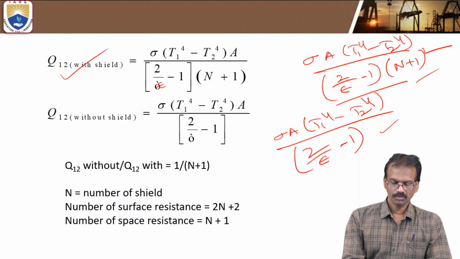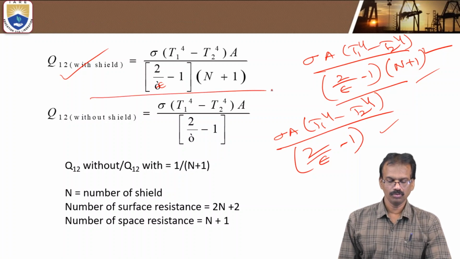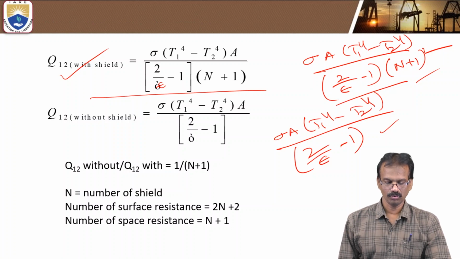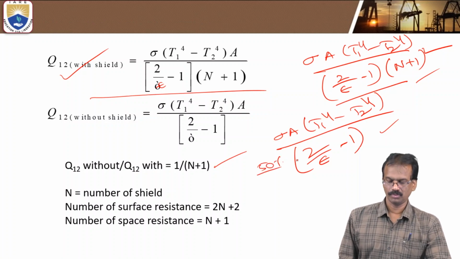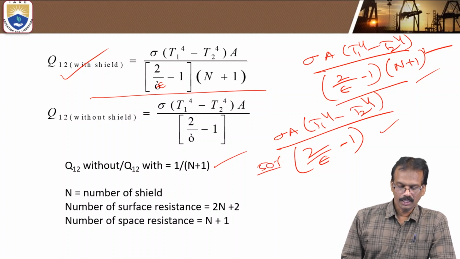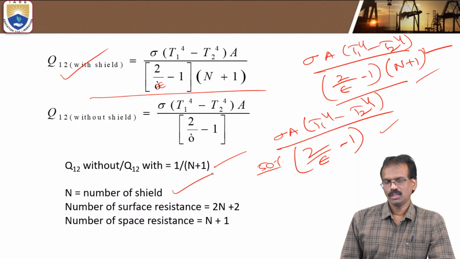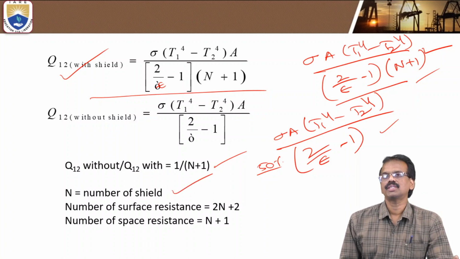If you take the ratio of Q12 without shield to Q12 with shield, it is 1 by n plus 1. If you take n equal to 1, it means a 50% rate of heat transfer. You know this one. So n is the number of shields. We can also identify the number of resistances.